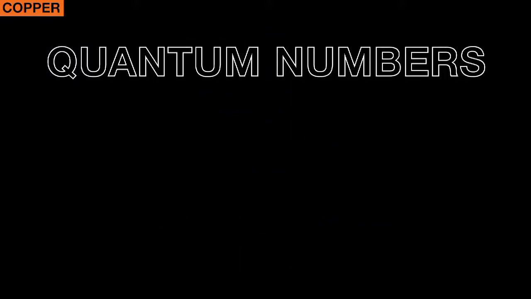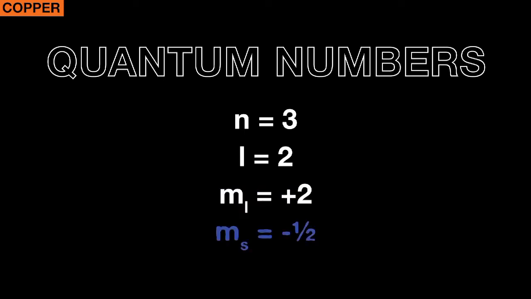Let's get 3d10's quantum numbers. 3d10 is a 29 electron. We can then figure out that n is equal to 3, l is equal to 2, and the sublevel is dumbbell shape. M sub l is positive 2, and m sub s is negative 1/2 spin down.